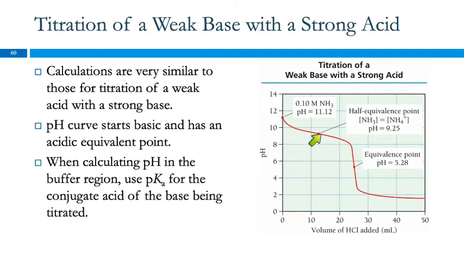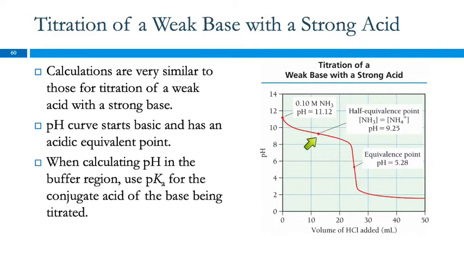At the half equivalence point, the concentration of the base and its conjugate acid are equal. And then we get to the equivalence point, and we have a solution of the conjugate acid. The pH here is going to be slightly acidic. And then down here, we're going to have the acid added, overwhelming everything else in calculating the pH.